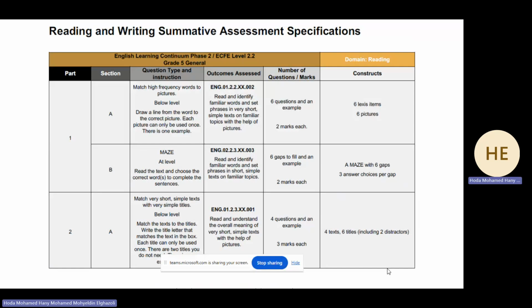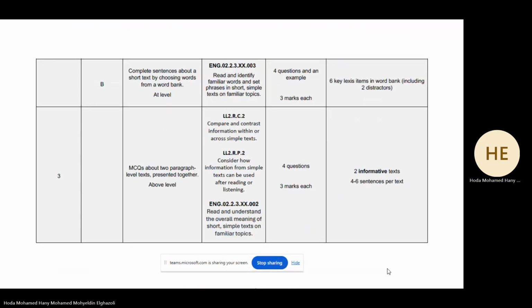And part 2, section A, there will be short, simple texts, and you have to match those texts to the titles. There will be 4 texts and 6 titles. 2 will be distractors. They will be irrelevant. So you have to read carefully and match the texts to the correct title. And for this question, you will get 3 marks for each.